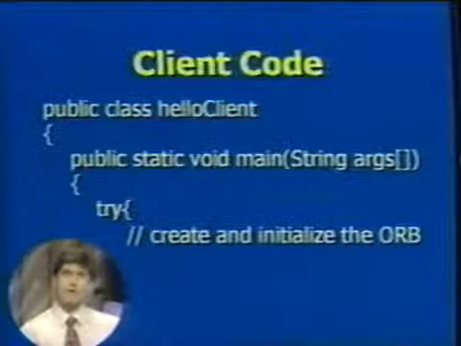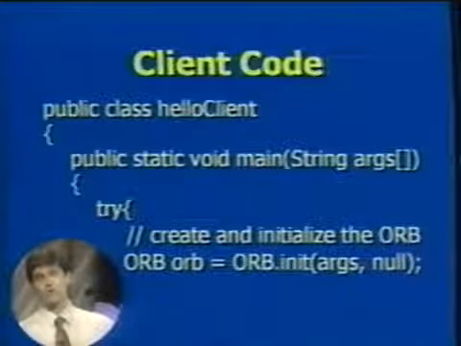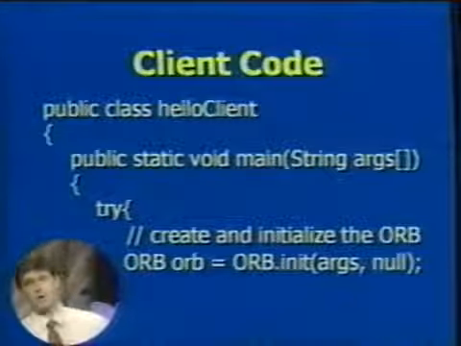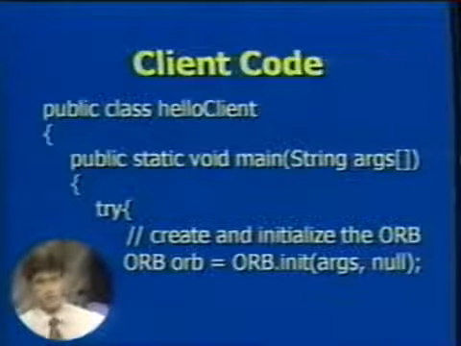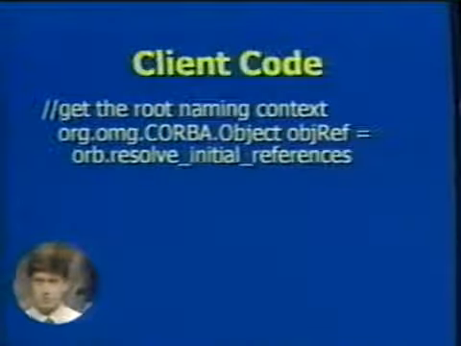First, we're going to create and initialize our client ORB. So we take orb equals ORB.init and takes the args from main, same as we did in the server. The next thing is we need to get the naming context the same way we did with the server, only this time we're not going to register ourselves. This is so we can get a reference to that server.